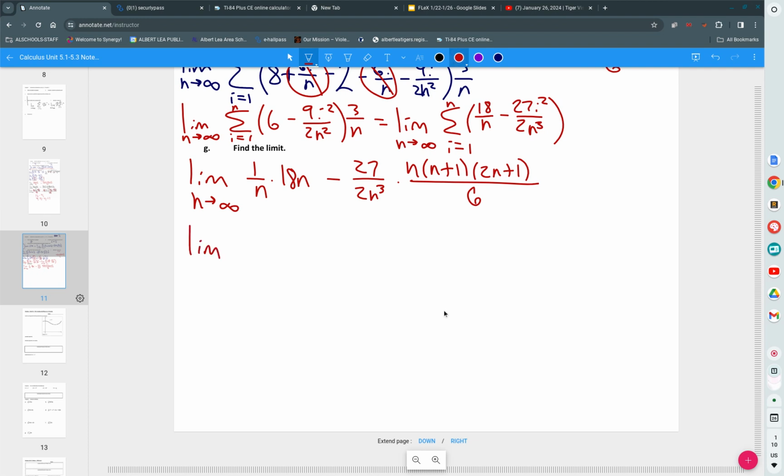Isn't that nice? Limit as n goes to infinity. This one I end up with just 18. So all we have is just one expression left to work with. Notice that the n's reduce here, so we have an n squared. And the 27 over 6, Hannah, you ready to reduce that? 3. Good, they're both divisible by 3, so we've got a 9 over 2. Good. So I'll write that out. 9 times n plus 1 times 2n plus 1 all over 4n squared.